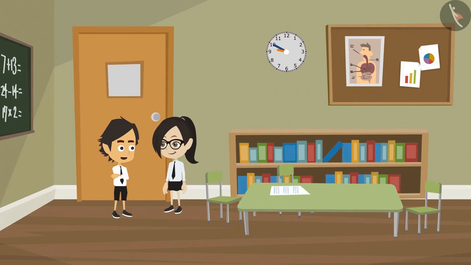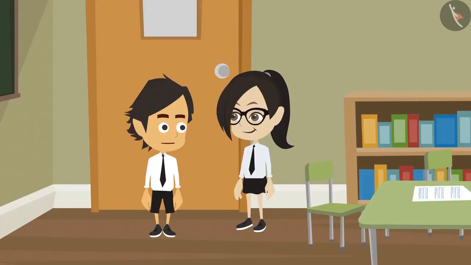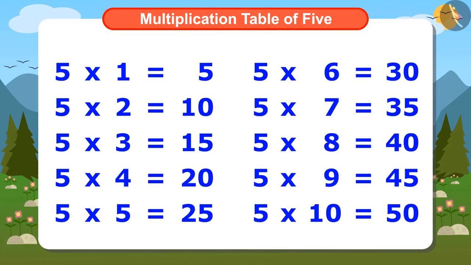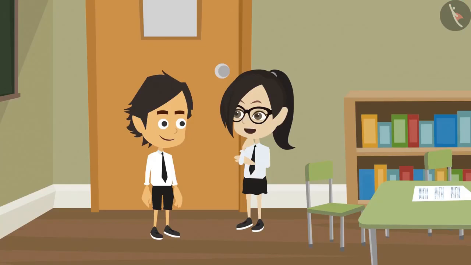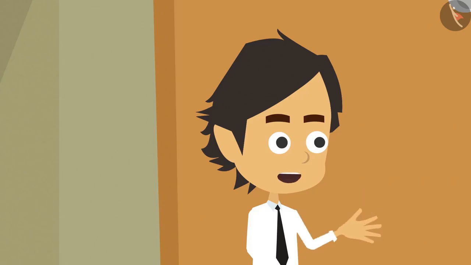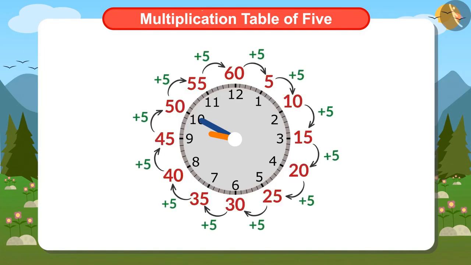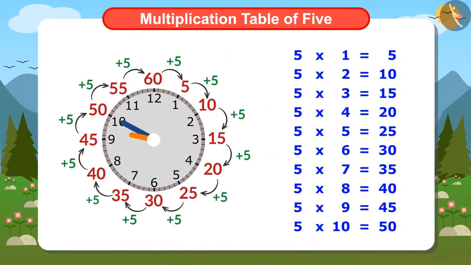Hey Vandana, you don't need to count. Then how will we find out how many minutes have passed? I use the multiplication table of 5. What is the relation between counting minutes and multiplication table of 5? There is a direct relation. See, the difference between all these numbers is 5. And the difference between the numbers in the multiplication table of 5 is also 5.